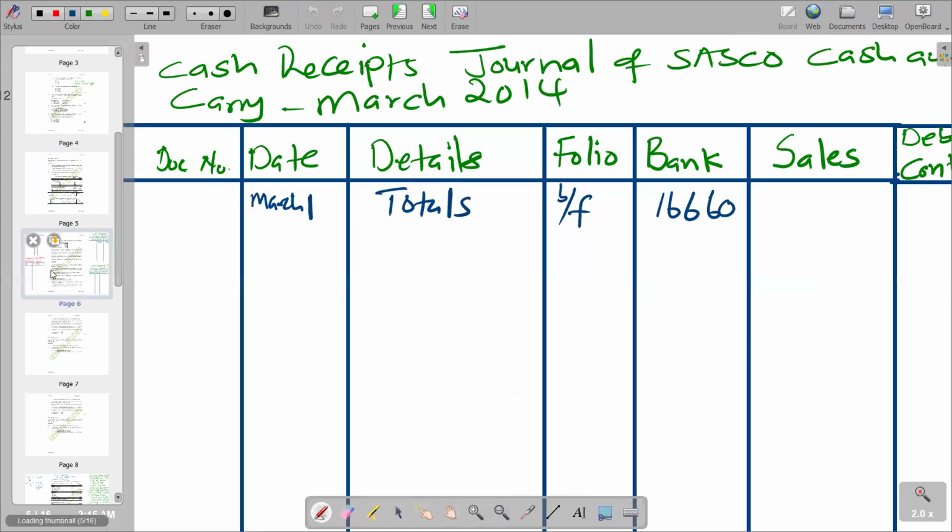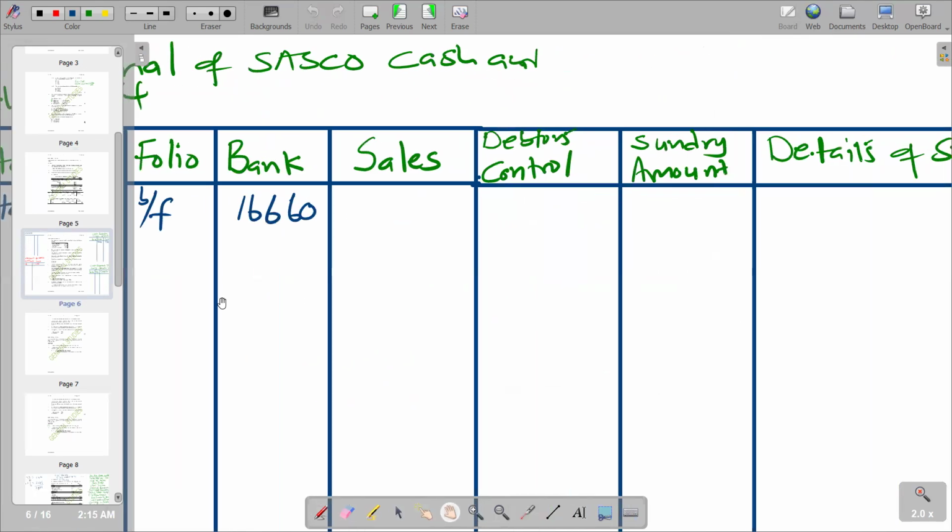We go there and create some spaces. So here, for sales we've got a figure of 4,500. For debtors control, we have 1,450. For sundry amount, 2,710. So these are the opening balances that we have. Then we go to the next one, which is obviously going to be our cash payments journal.